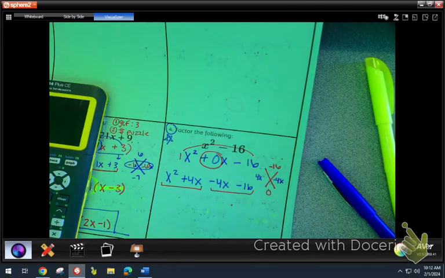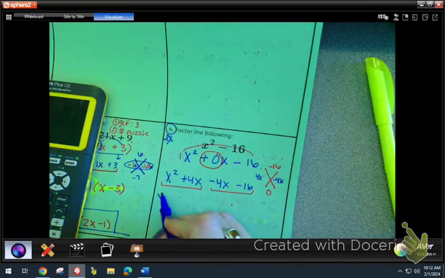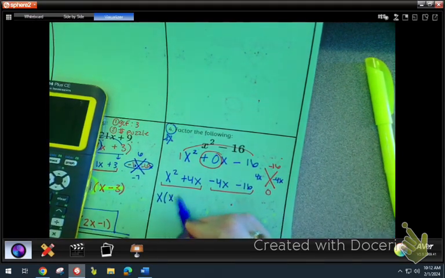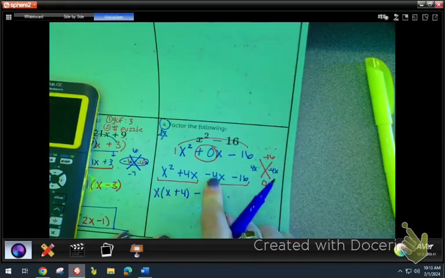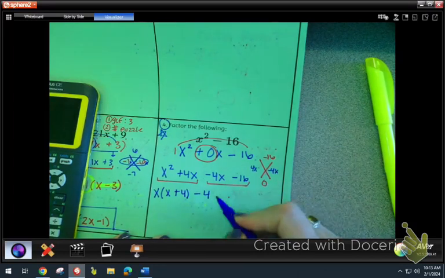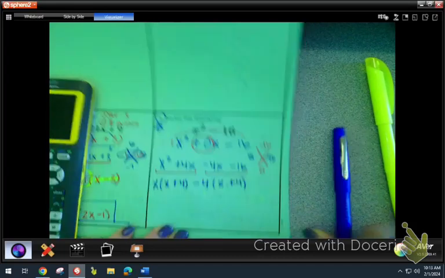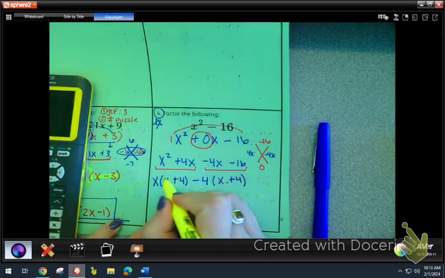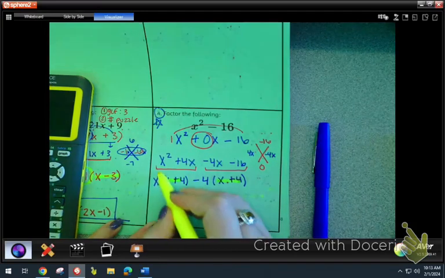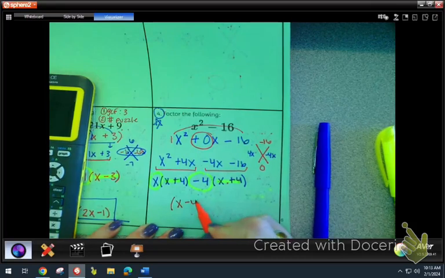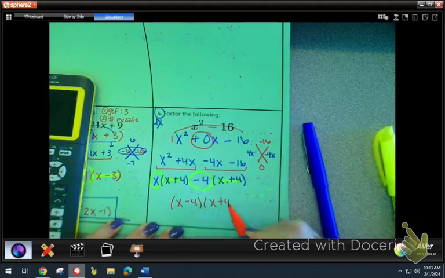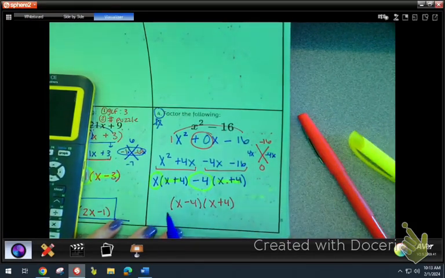So let's go over this real quick. When you group this, here's what it ends up looking like. You take out an X in the first group. It's X plus 4. You take out a negative 4. Why do I take out a negative 4? Because what is this guy? Negative. And then I'm left with X plus 4. Okay. Do they match? GCFs in front. Merge them. X minus 4, X plus 4. Okay. That's your factored form.